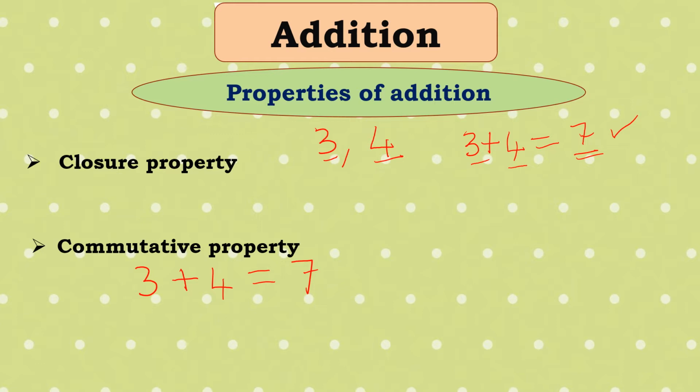Now let me change the order of the addends. Let me write 4 plus 3. What do I get? I get 7. So what did you understand from this? When you add a pair of numbers, you get the same result no matter what order you use in adding them. 4 plus 3 is the same as 3 plus 4. Thus, you can say addition is commutative.